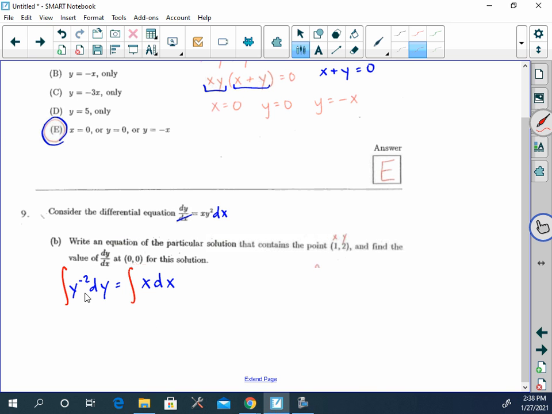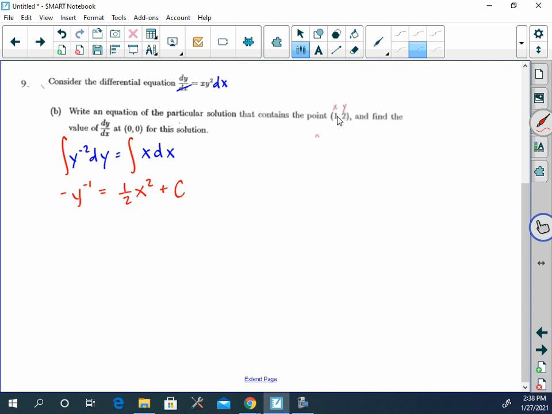And to do the antiderivative here, we add 1 to that, so we'd get y to the negative first. Then we divide by -1, which is the same as just throwing a negative in the front. And then x is going to turn into a half x squared, and then we're going to have a plus c in the back. Making sense? Okay, then I'm going to try to solve for y before I do anything with this initial point. I think it's easier, or we don't mess up so much doing it this way.